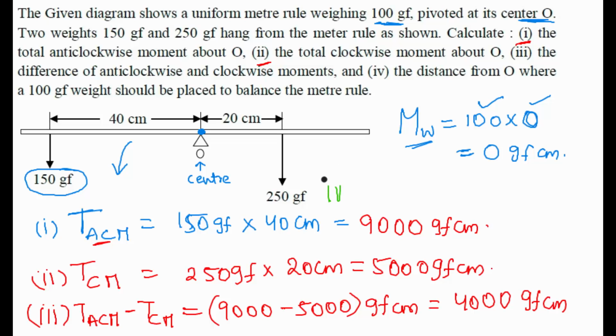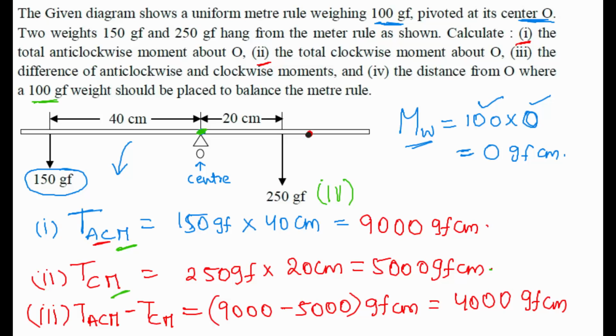Now the final question is the fourth question. What it is asking: the distance from center O where a 100 GF weight should be placed to balance the meter rule. So from here we need to place a weight of 100 GF so that this will be balanced. When will it be balanced? If clockwise and anti-clockwise moments are equal. Now here you look, anti-clockwise moment is more compared to clockwise moment. So we need to increase the clockwise moment. We need to bring this 5000 to 9000 GF centimeter. So where do we need to keep the weight? On the right side, because if you keep weight on the right side, it will increase the clockwise moment.